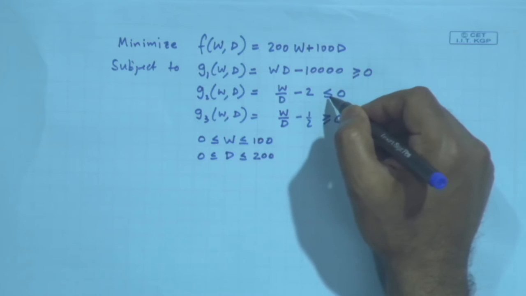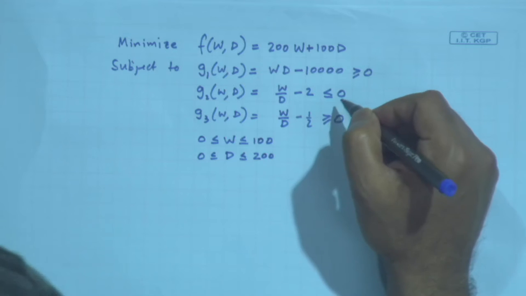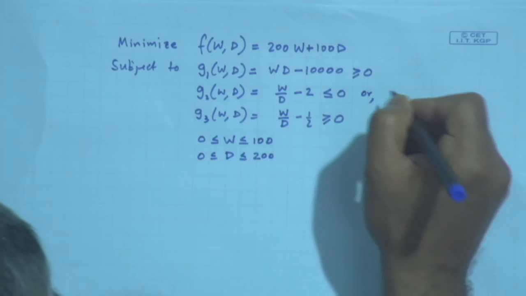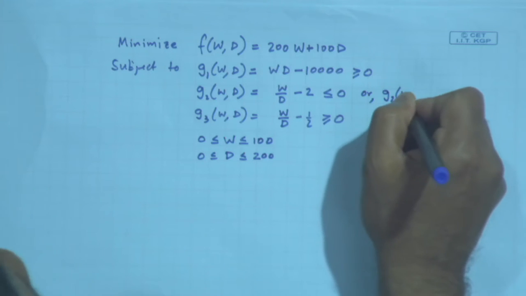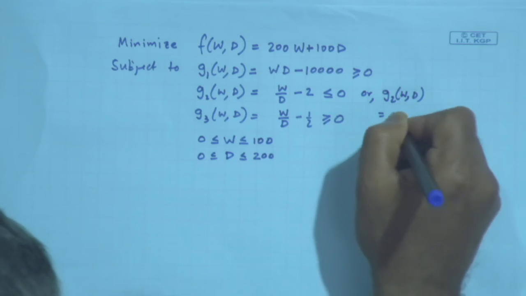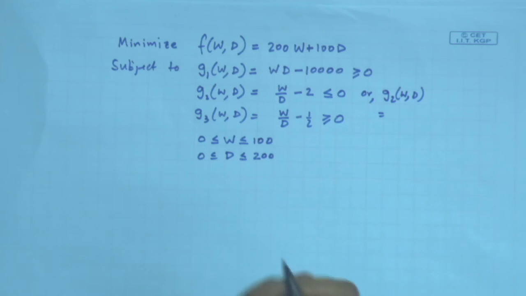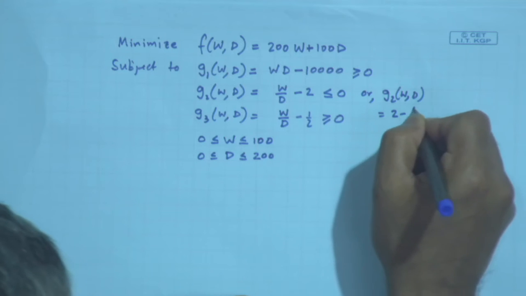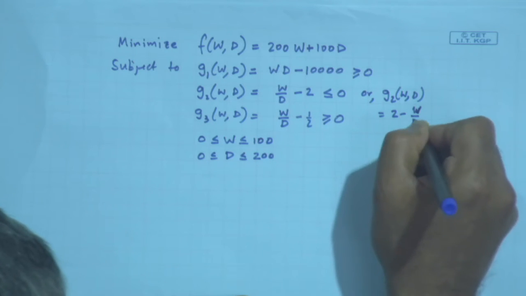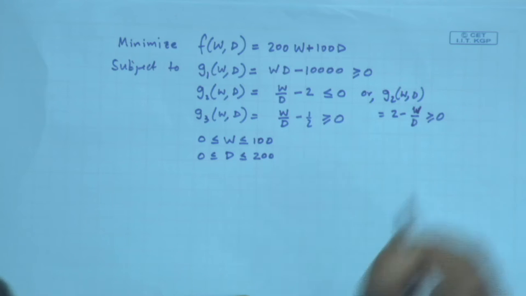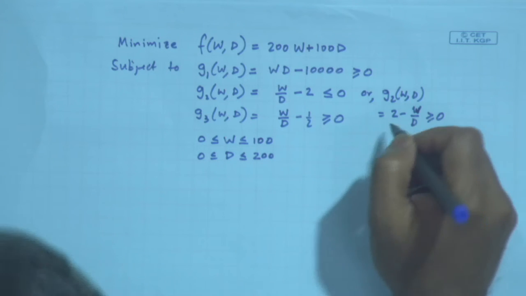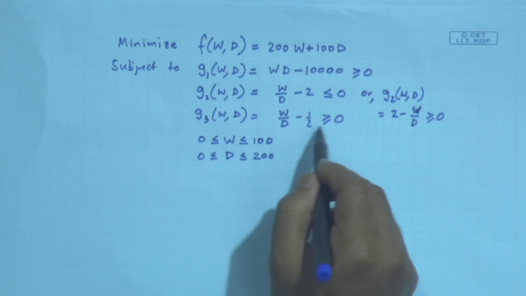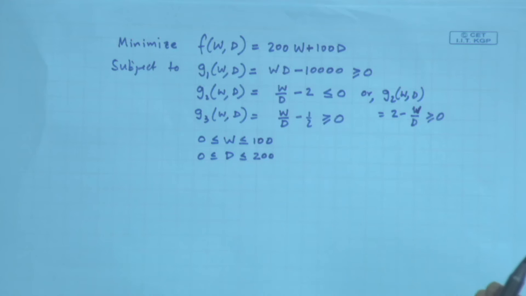Okay. Notice one thing we are deviating from the nonlinear programming I told you is that this sign has to be greater than or equal to, right? But one of them is less than or equal to. So I will rewrite g2(w, d), how do I convert it? Multiply both sides by minus 1. So it will be 2 minus w by d greater than or equal to 0. So my g2 is actually 2 minus w by d, okay? And g3 is already in greater than or equal to form, g1 is already in greater than or equal to form.